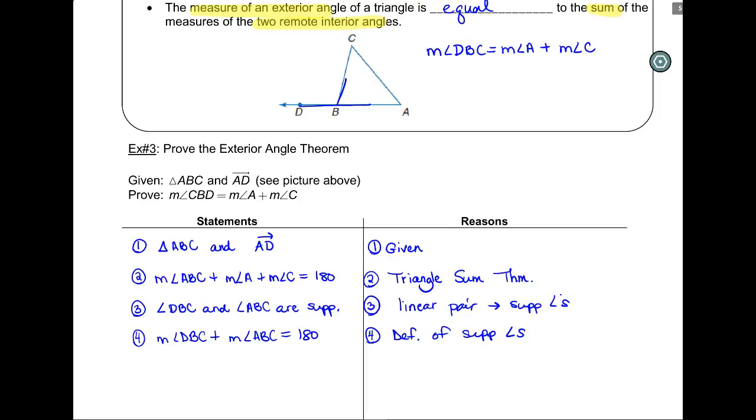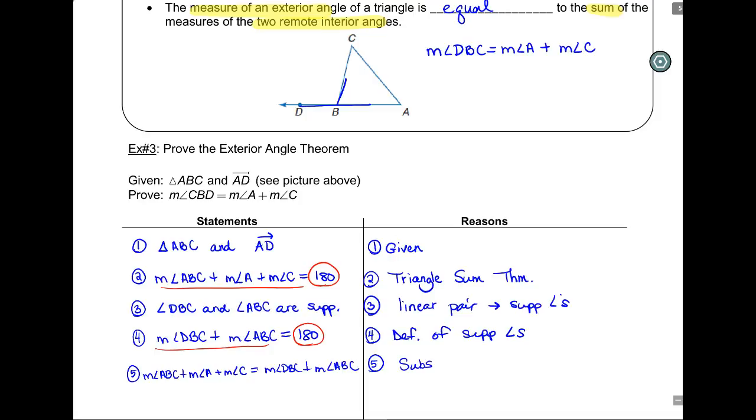Now I'm going to do some substitution. So I see that from statement 2 and statement 4, these three angles add up to 180 and these two angles add up to 180. So I'm going to combine those and say measure of angle ABC plus measure of angle A plus measure of angle C equals measure of angle DBC plus measure of angle ABC. This is substitution, or you could use transitive, but since it's equals, I'll use substitution.